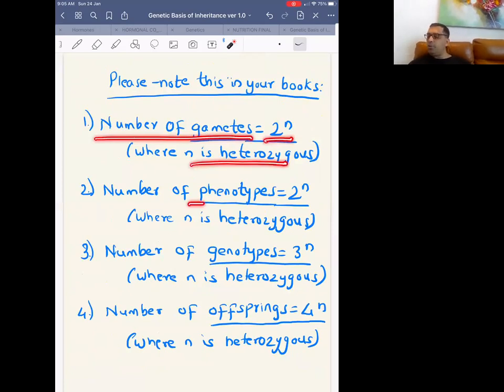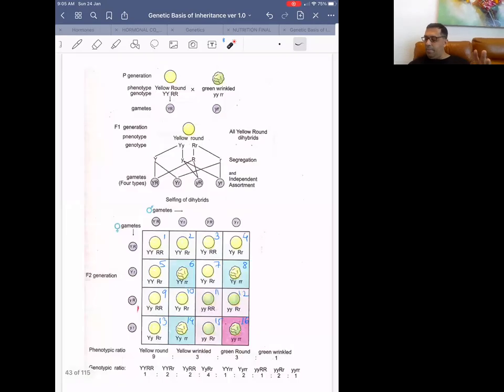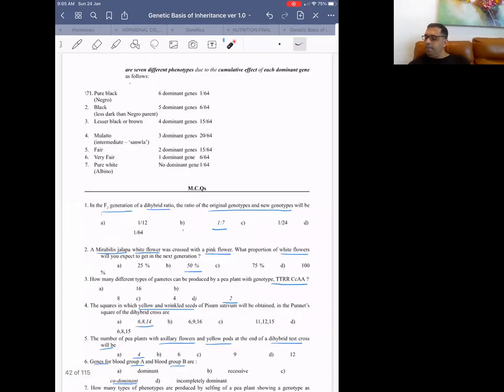Number of phenotypes is 2 raised to n, where n is the number of heterozygous pairs. Number of genotypes is 3 raised to n, where n is heterozygous. Number of offsprings is 4 raised to n, where n is heterozygous. तो ये बहुत अच्छा लॉजिक किया हमने, इसे याद रखना.